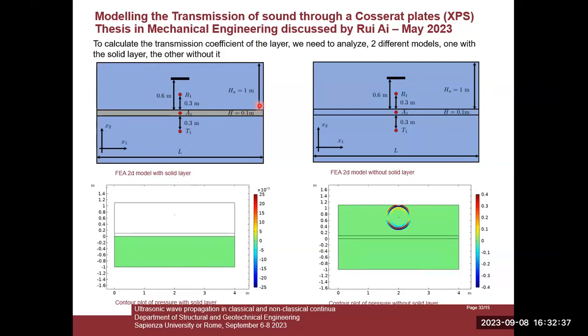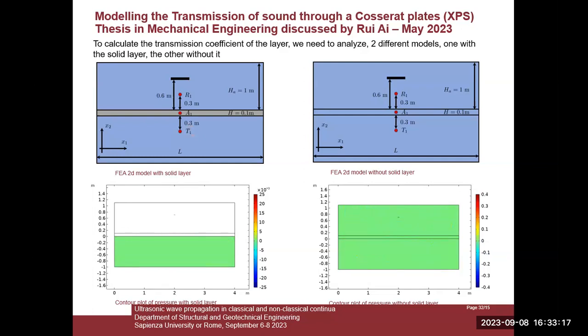So you've got something that propagates in air, it hits the plate, and with a microphone, the sound which is transmitted to this lower part is measured, because we want to be able to understand which is the correct model of this layer of XPS. You know that XPS is made of round particles all pressed together. It's something like polystyrene, things like that.